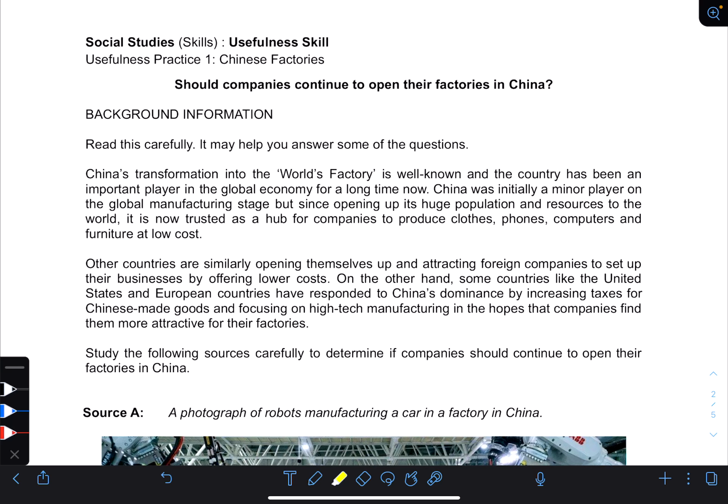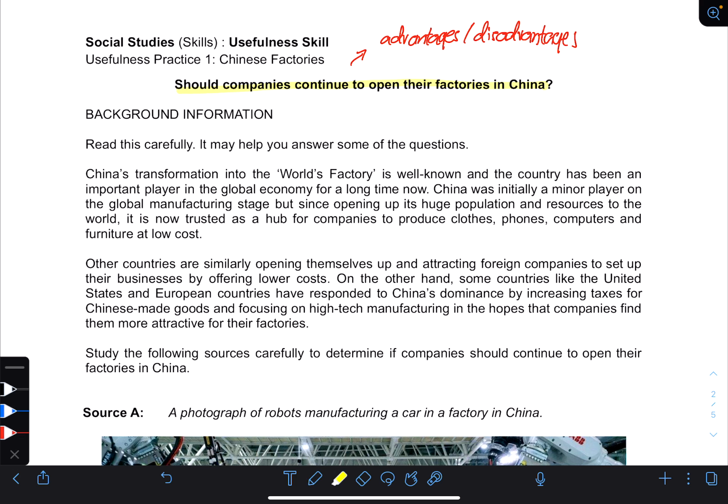It is important to read the background information because this brief description gives us an exposure to the different issues that are involved in this case study. So as we read this, the big question that we're thinking about is whether companies should continue to open their factories in China. What are the advantages or disadvantages of doing so? Is China a very good place because it's cheap, or is it a very expensive place to do business?